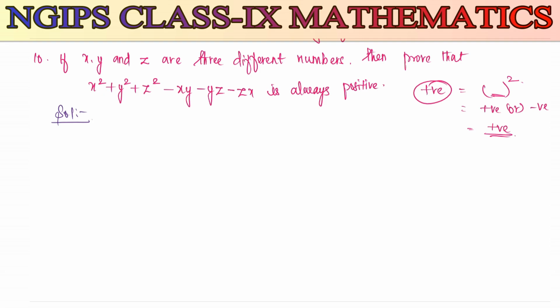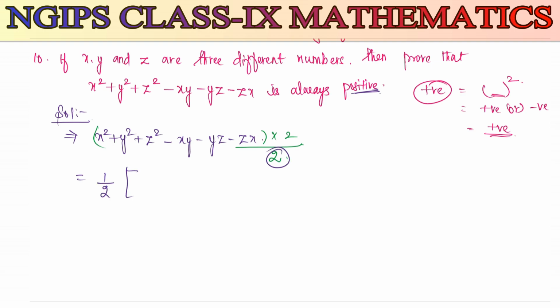We have the expression x square plus y square plus z square minus xy minus yz minus zx. All these x, y, z are three different values, but we have to prove this expression is positive. So in that condition, I am going to multiply and divide by 2. When you multiply and divide by 2, the value is not going to be changed. So here I am going to take 1 by 2 common.